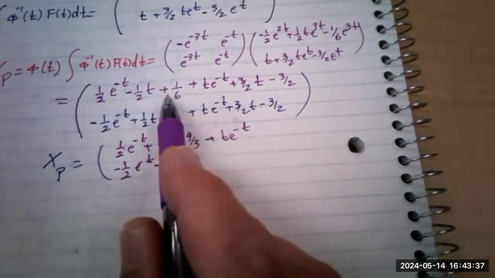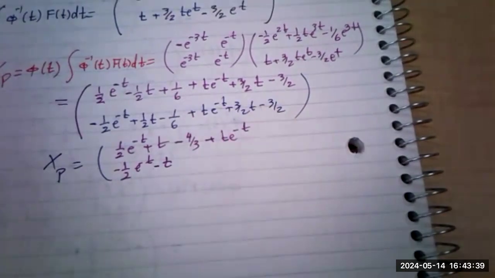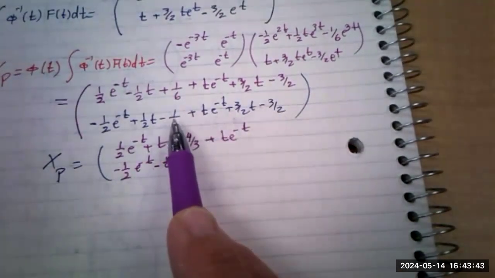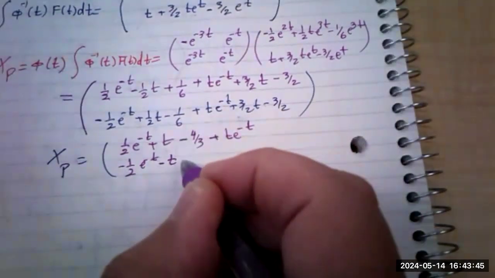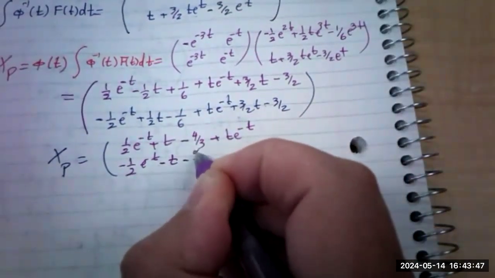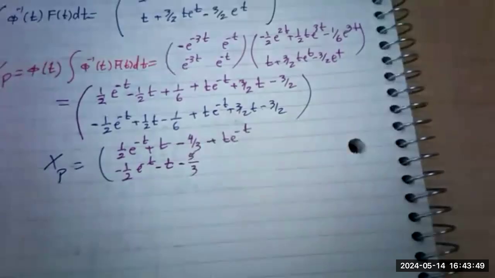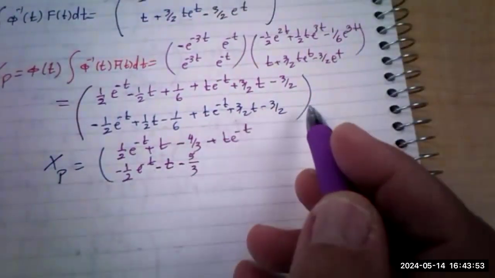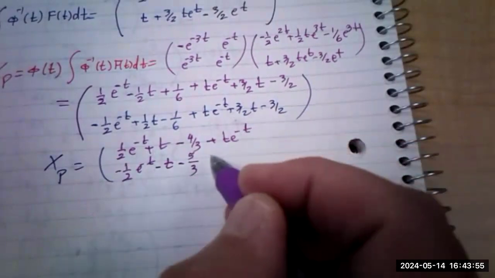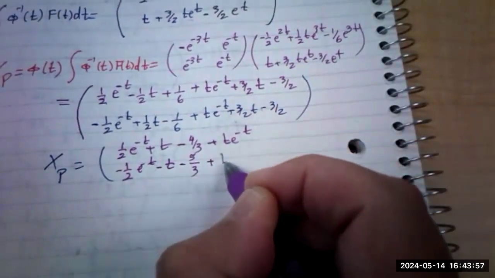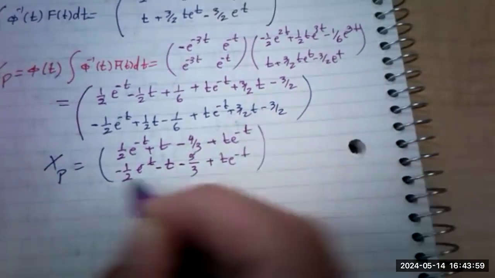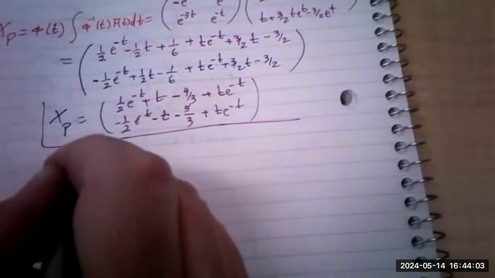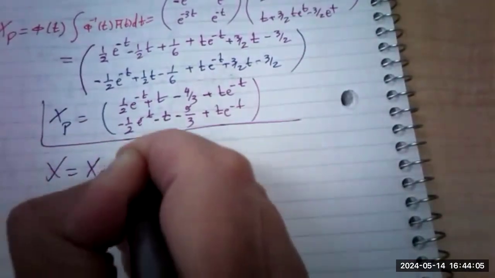Okay, the same. It's going to be negative 9 and it's going to be negative 10. Negative 10/6 would be negative 5/3. 5/3 and the rest are going to be the same thing. So that gives you t e to the negative t. So eventually this would be xp. So the final answer is xc plus xp.